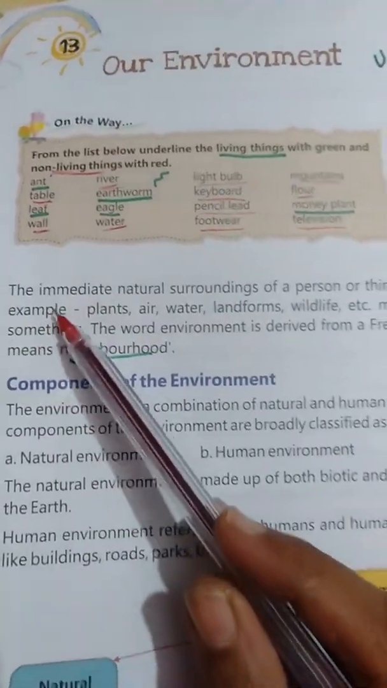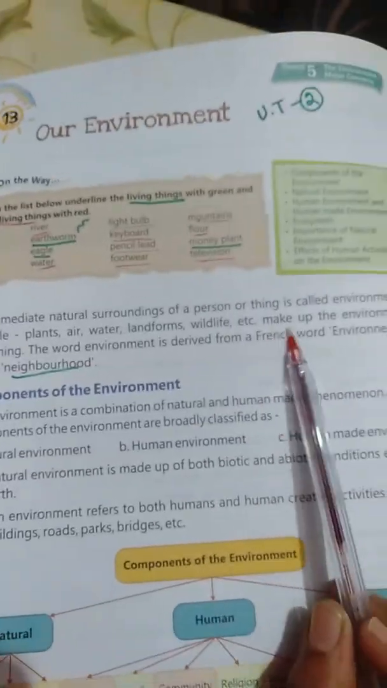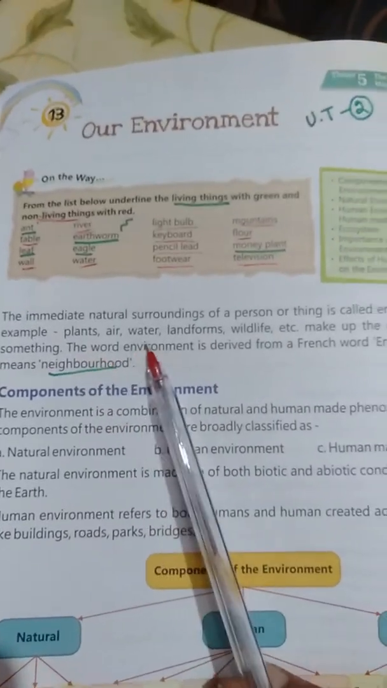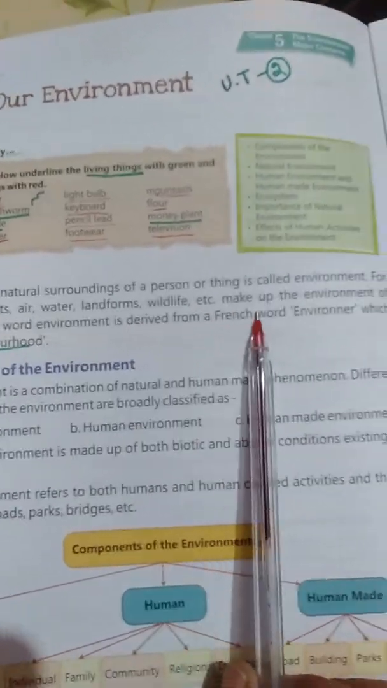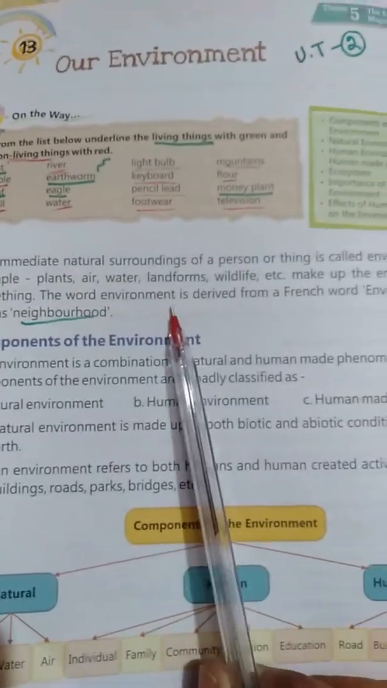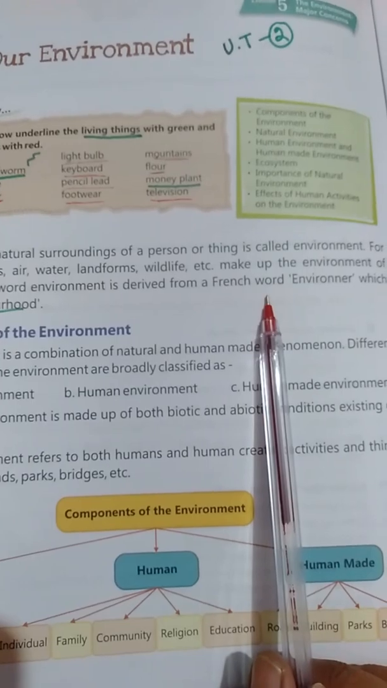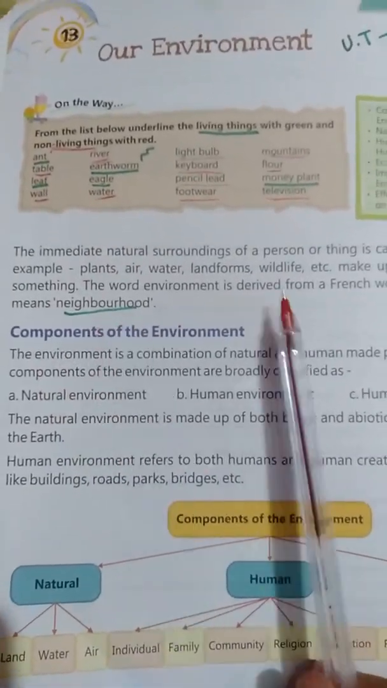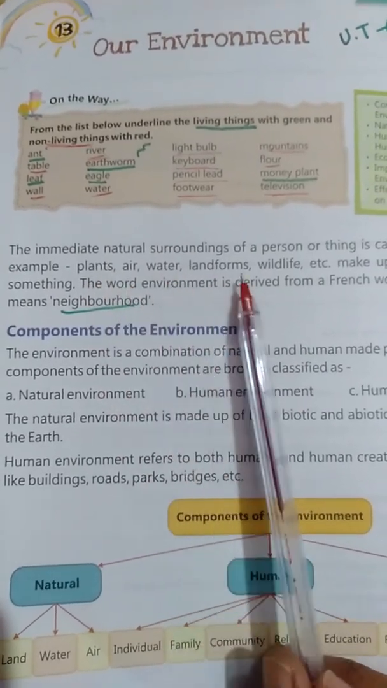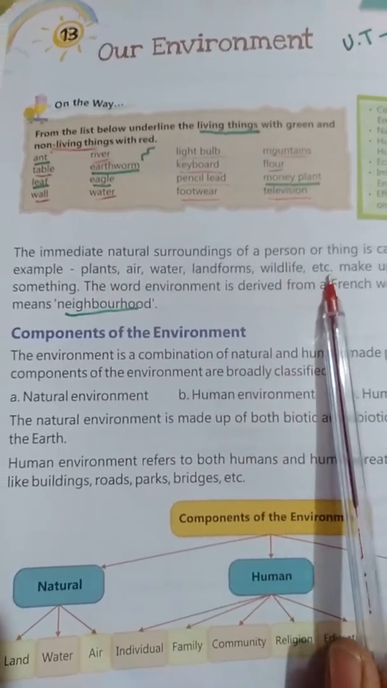Let's start the reading now. The immediate natural surroundings of a person or a thing is called environment. For example, plants, air, all the things around us make our environment. Plants, air, water, landforms, wildlife, etc. make up the environment for something. The word environment is derived from the French word environner, which means the neighborhood, our surroundings, which includes plants, air, water, landforms, wildlife, etc.